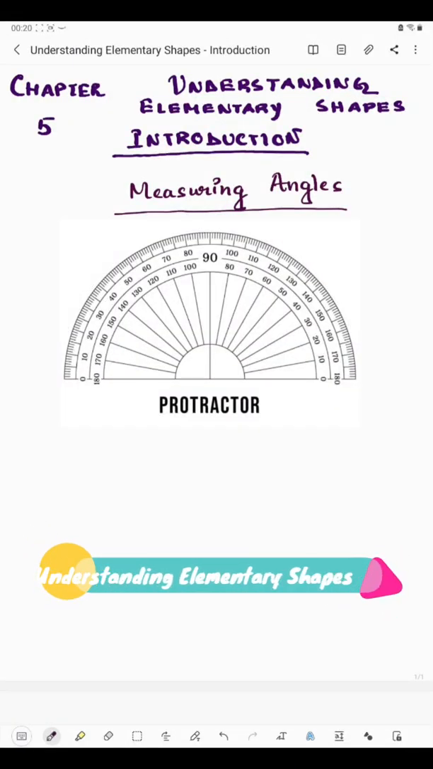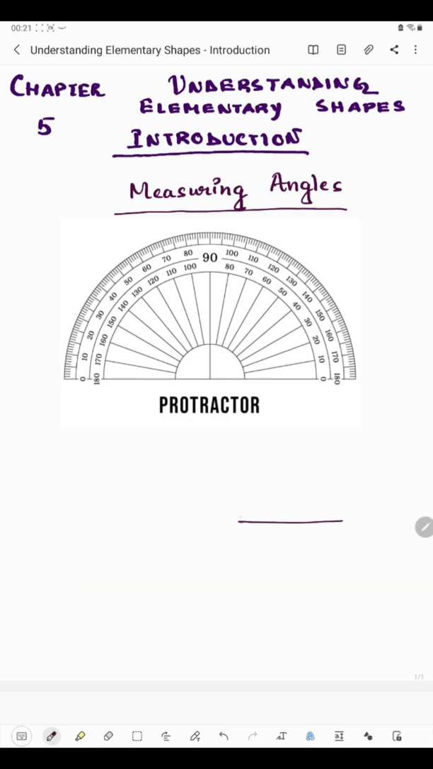Our next topic is measuring angles. Now suppose we have this angle. As you all know, this is less than 90 degrees, so obviously this is an acute angle, right? Because here is 90 degrees and this is less than 90 degrees, right?